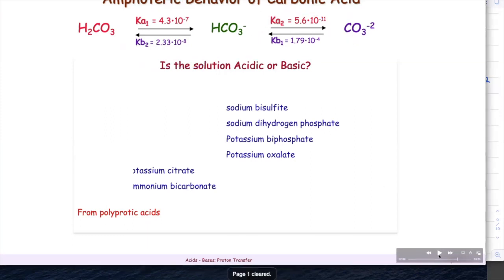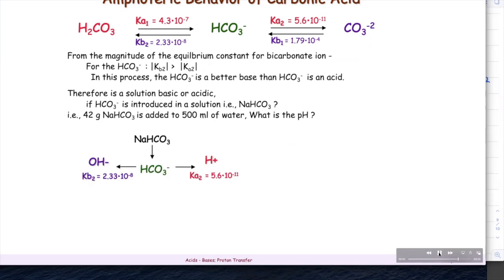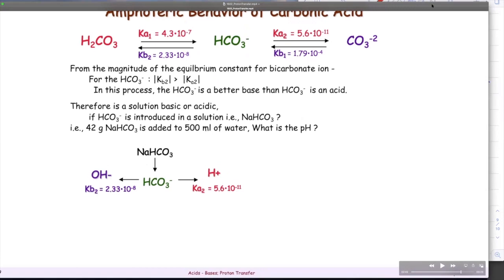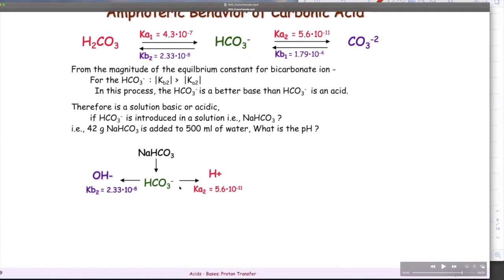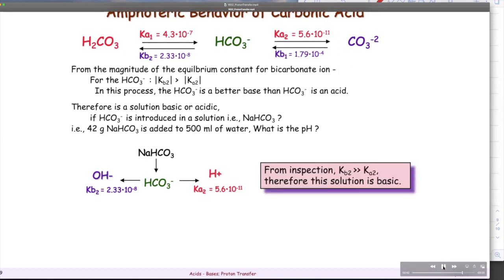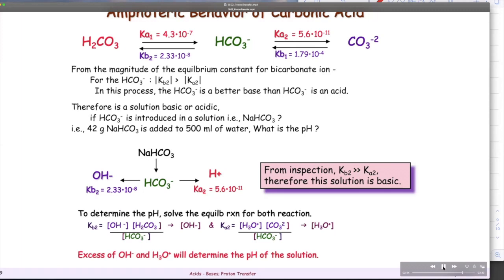Let me go ahead and finish this because we're practically towards the end here. Here are other amphoteric substances. And so that's the question that I have right here: if I have baking soda, and I put it in water, is that solution going to be acidic or basic? So you guys can take a look at that.